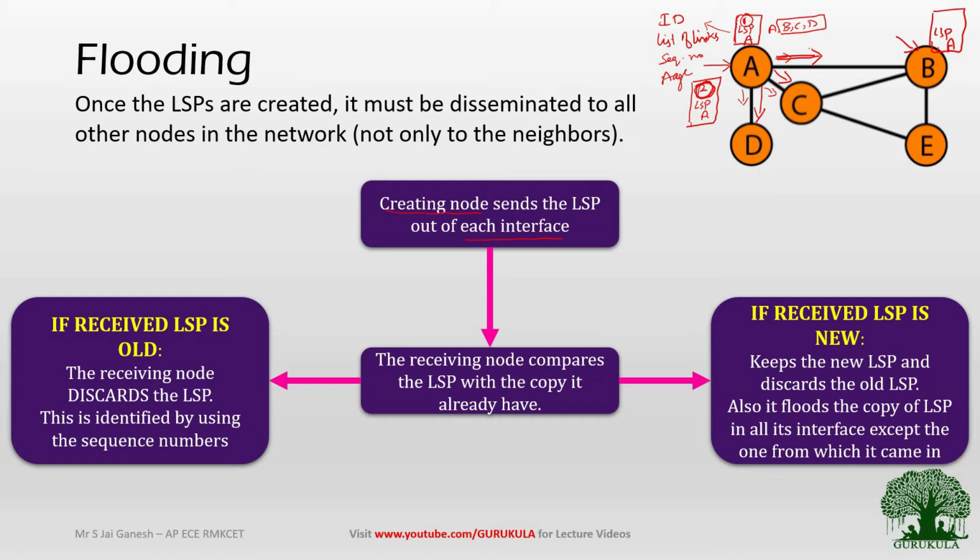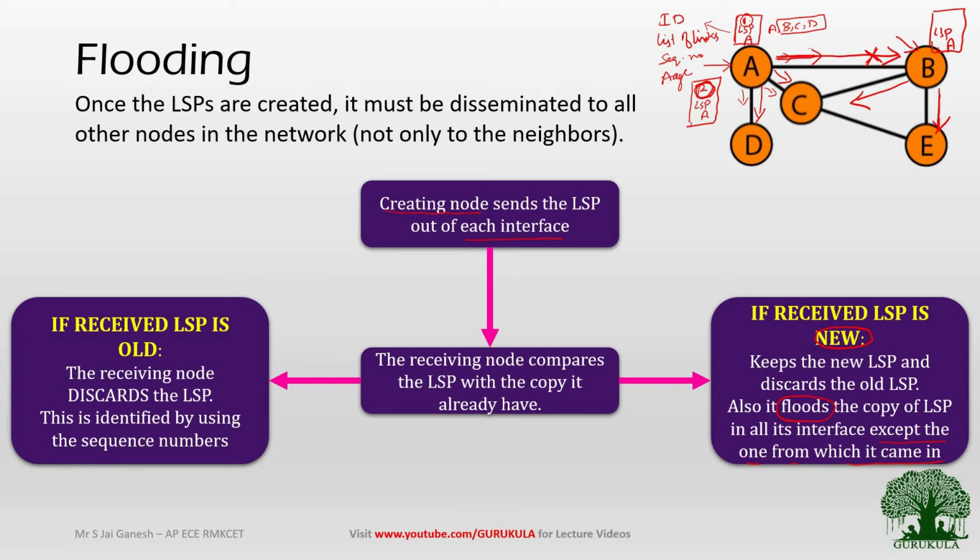And not only that, it will also flood the copy of the LSP to all its interfaces except the one from which it came in. So this is very important to understand. This is how the link state algorithm actually floods the packet to all the nodes in the network. So in the case of an LSP that is new, B will discard the previous entry and keep the new entry in its table. And not only that, it will send the LSP to E as well as C. It will not send the packet to A, because that is where it actually came from.